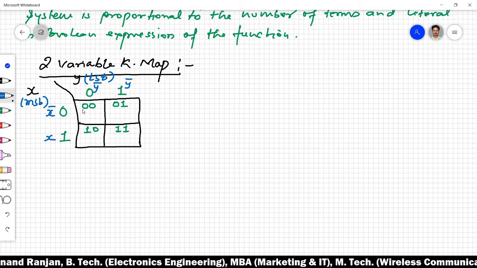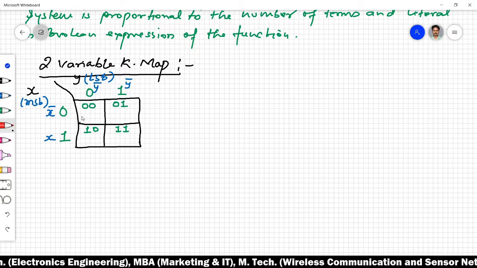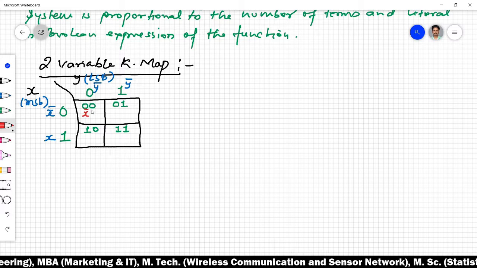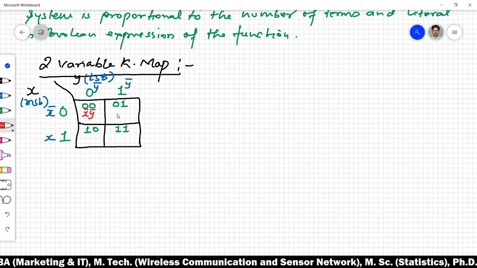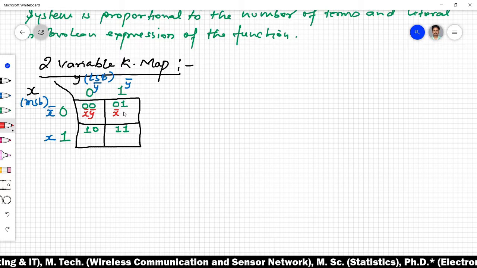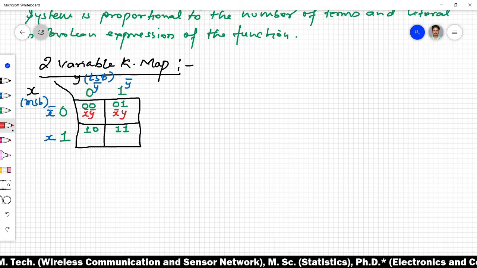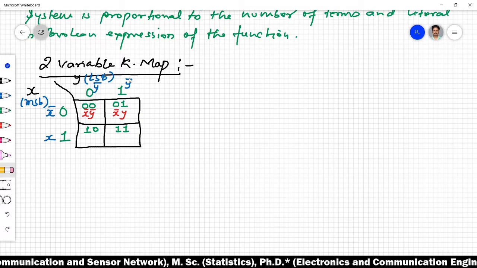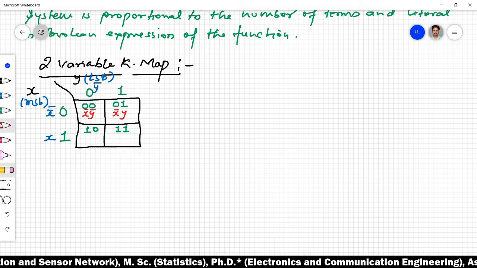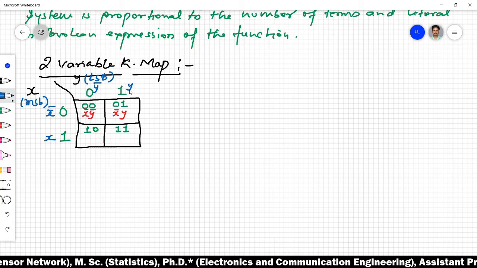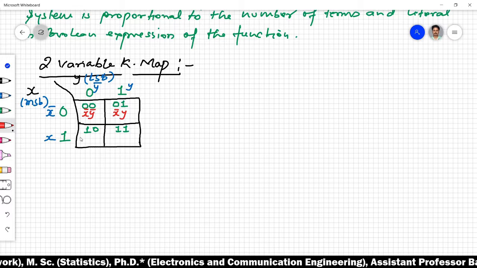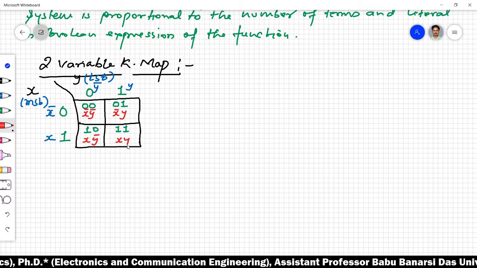So we can also write this combination 0 0 in its variable or literal form, which will be written as x bar y bar. Sorry, this is x bar y, because I have written here y bar, this is not y bar, this is y only. So this is x bar y bar. Similarly this is x y bar, and this is x y.